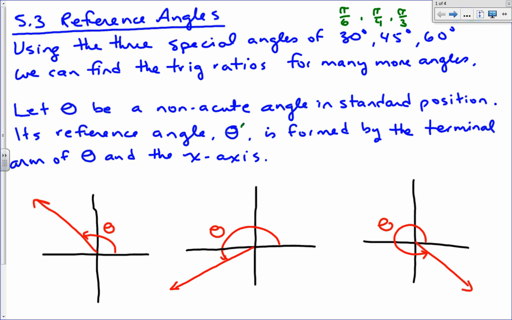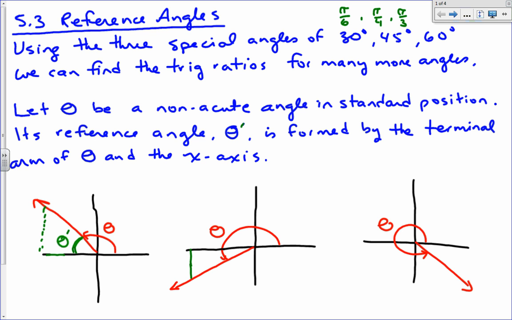In the previous half of this lesson, you'll remember that we dropped a vertical down to create a little right triangle. Theta prime is this new little angle that's inside the right triangle. We call that theta prime, or the reference angle, and it sits inside that triangle. You're always dropping your vertical to the x-axis when you're doing this.